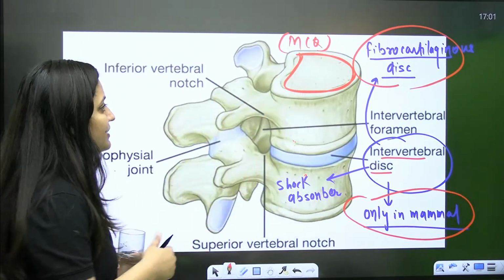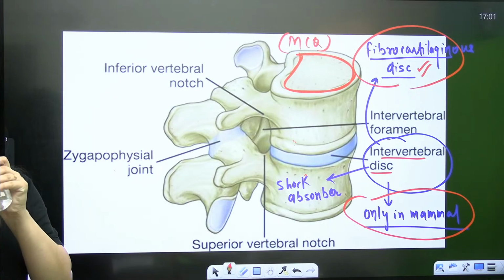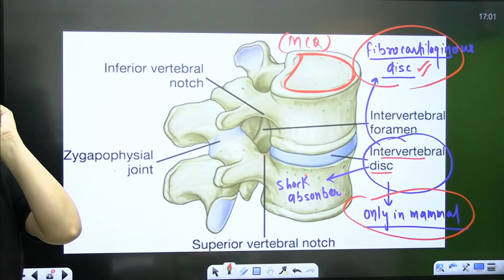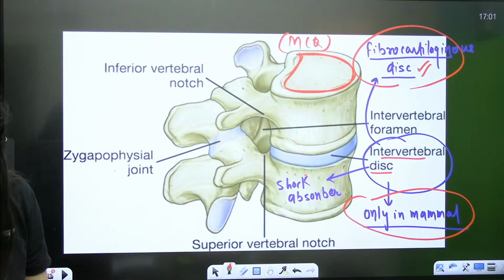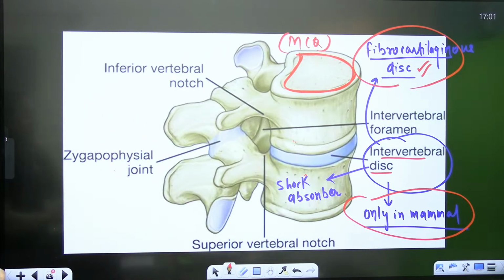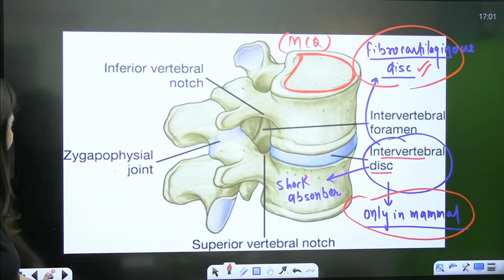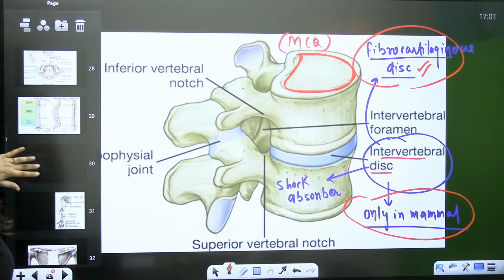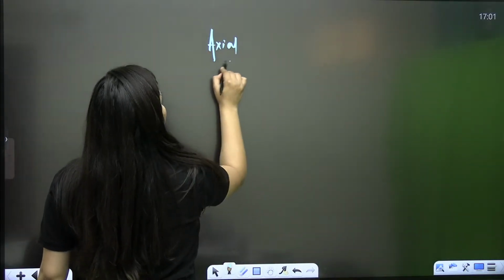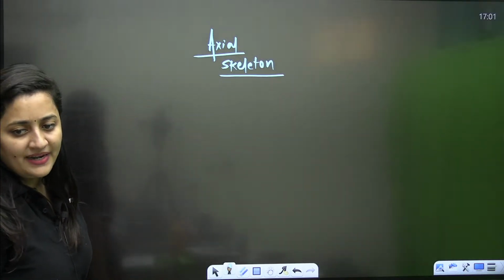So what is this intervertebral disc? It is a fibrocartilaginous disc. Clear? So it's cartilaginous, and it is present only in mammals. So this is all about your axial skeleton. Let's summarize and then let's move to the appendicular skeleton.